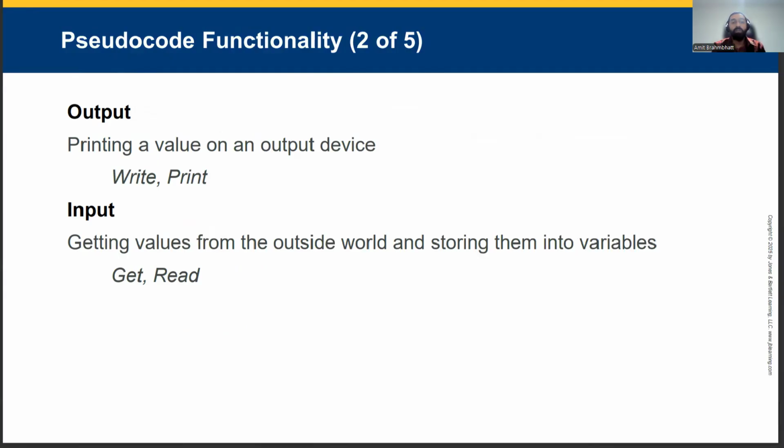Here we learn about input and output operations in pseudocode. Output instructions such as write or print display information to the user. Input instructions such as get or read collect data from the outside world and store it into variables. These operations enable communication between the algorithm and the user. Understanding how to read and write values is crucial for building interactive programs.